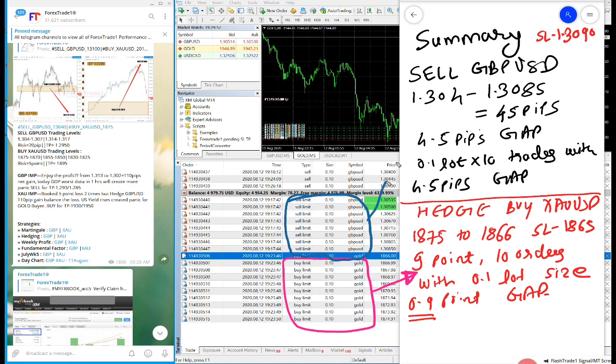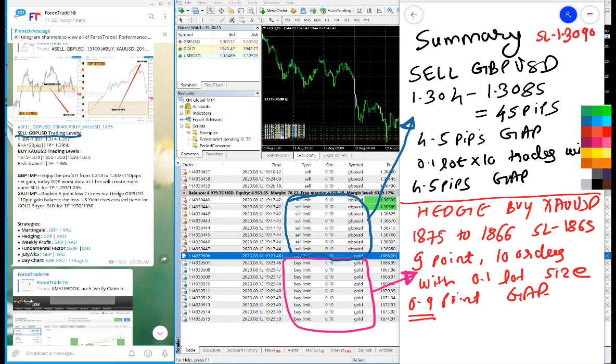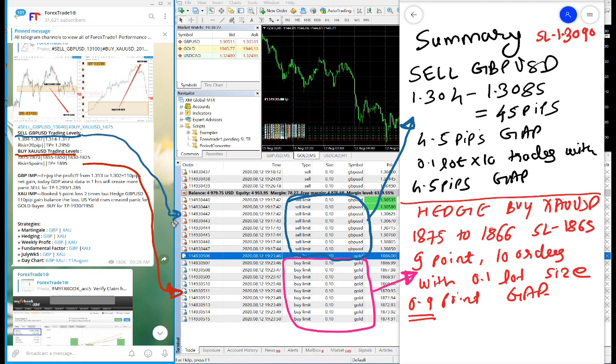Between 10 trades, 0.1 lot size each trade, total 1 lot. Sale GBPUSD 1 lot, buy XAUUSD 1 lot, both entries were divided by 10 entries of 0.1 lot, and we have strategically placed the limit orders as per our level trading, which you can see on the screen. Buy XAUUSD and sell GBPUSD.